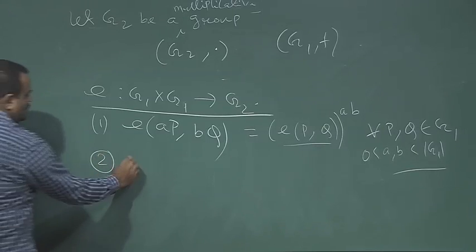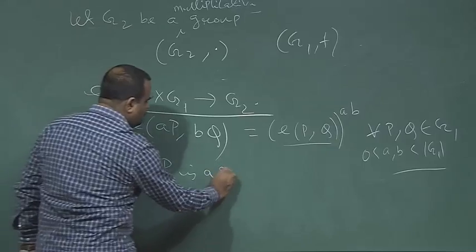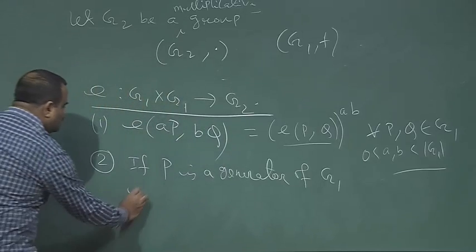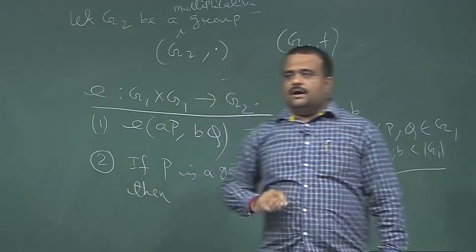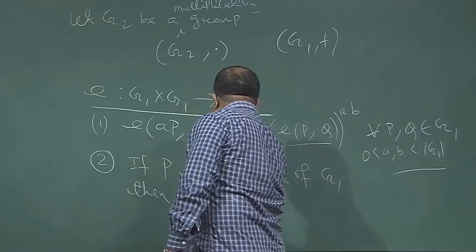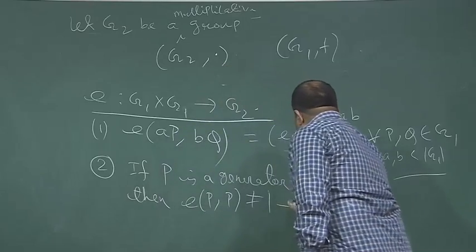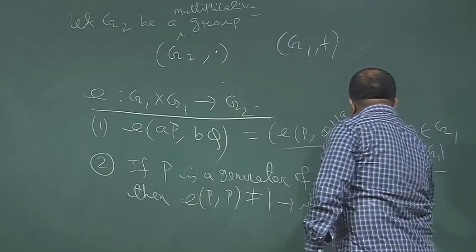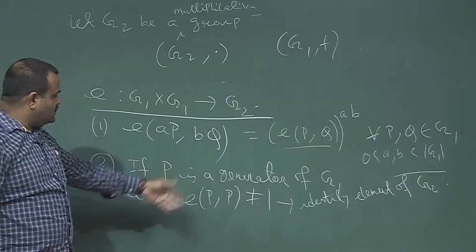That means if P is a generator of this group, a primitive element or generator of G1, then E(P, P) must be a generator of G2. So E(P, P) should not be 1, E(P, P) is not equal to 1. What is 1? 1 is the identity element of G2. So if it is not the identity element, then it must generate this group.